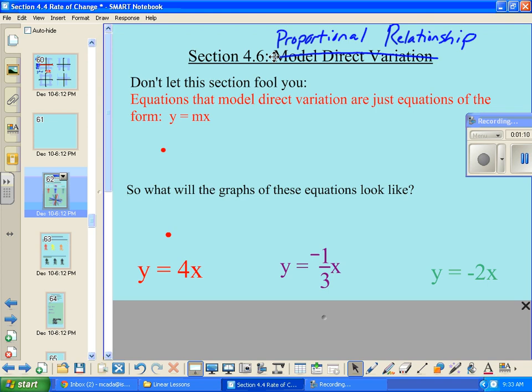As I say right away in this first line, though, don't let these equations fool you. We've been working with equations just like this up until this point. Direct variation equations, or again, as I should say now, a proportional relationship equation, just looks like this: y equals mx. And so what's the difference between that and problems we've been doing before? Well, we usually have the form y equals mx plus b. But if there is no b on the end of this equation, it's just y equals mx, what does that mean? Well, that just means that b is always 0 in these cases.